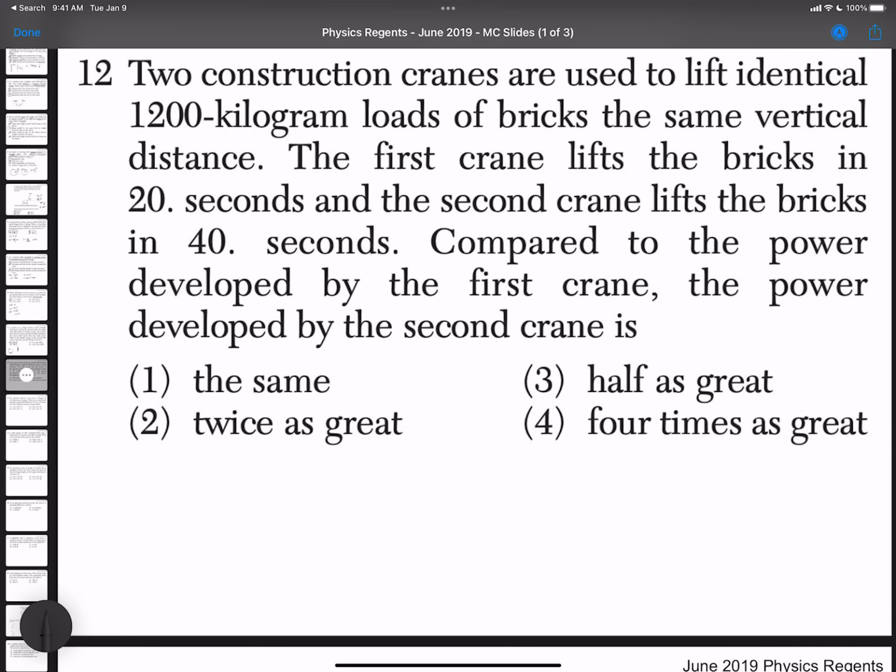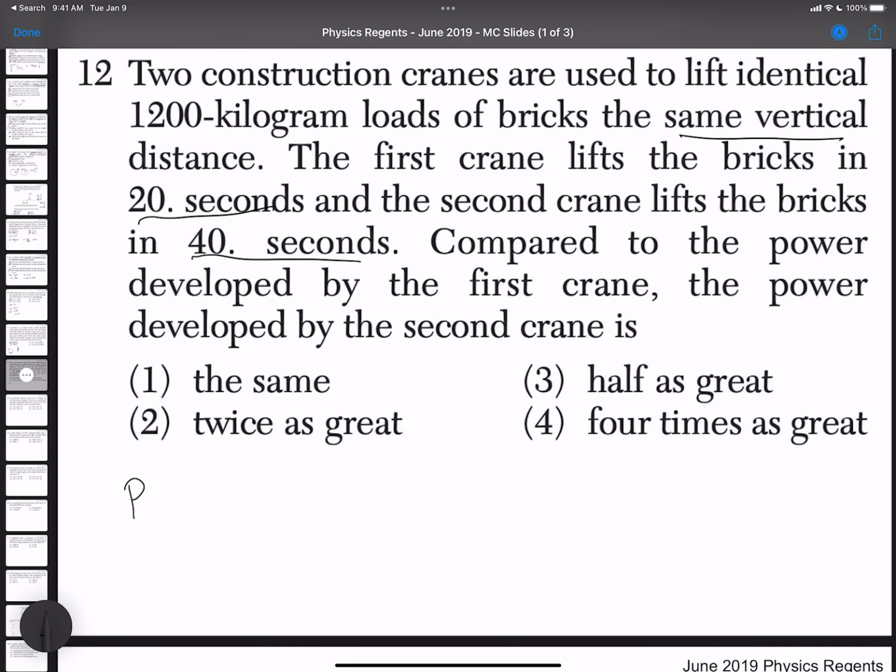All right, question 12. Two construction cranes are used to lift identical 1,200 kilogram loads of bricks the same vertical distance. The first crane lifts the bricks in 20 seconds, and the second crane lifts the bricks in 40 seconds. Compared to the power developed by the first crane, the power developed by the second crane is.